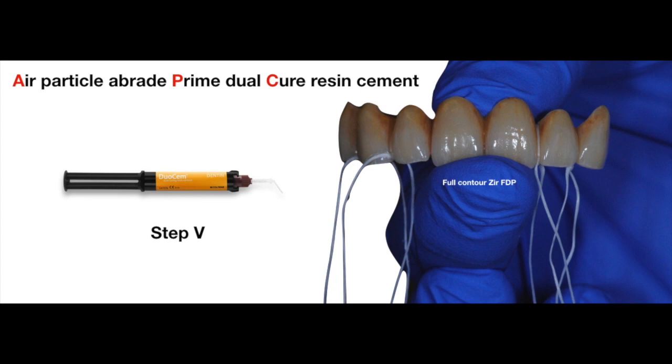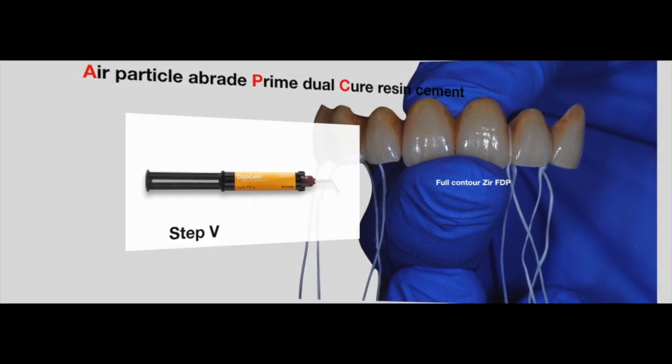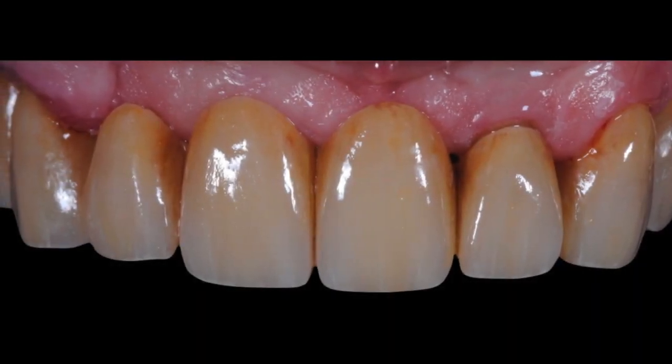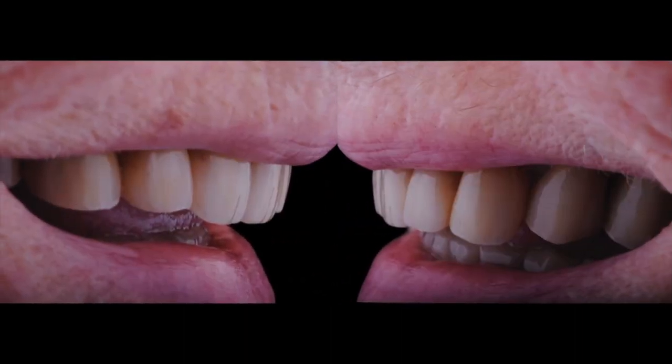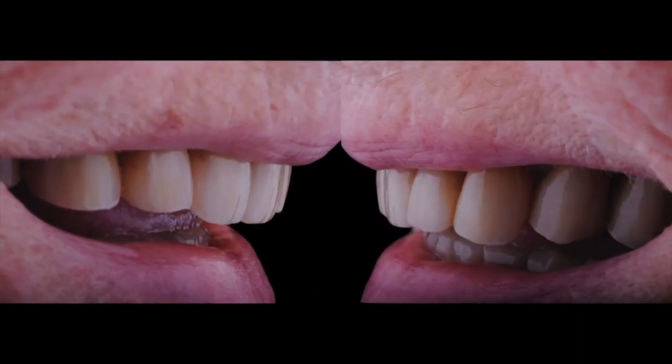Our final step will be to dispense the dual cure resin cement into the intaglio surface of the restoration and seat the fixed dental prosthesis in place. Here is an image with the prosthesis immediately after delivery and from a lateral view 30 days after delivery.